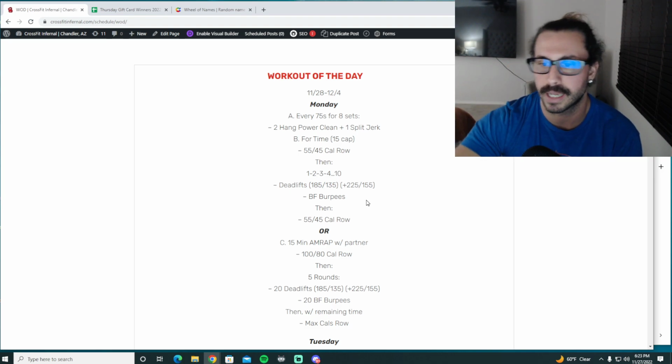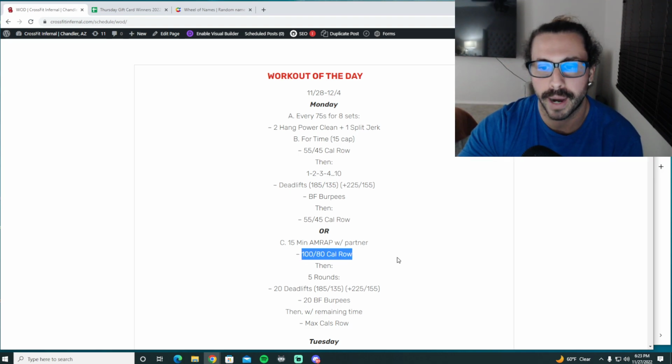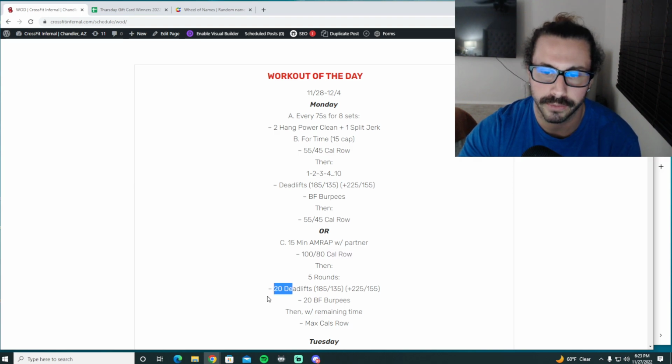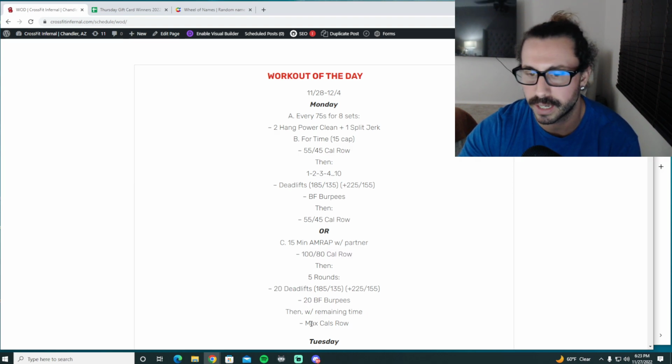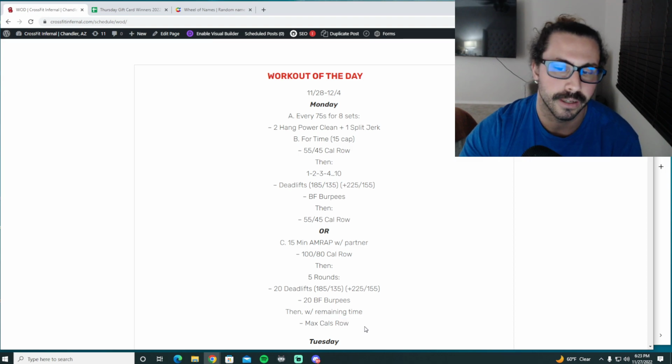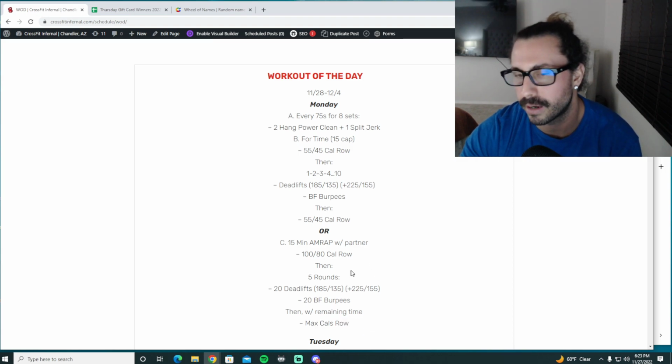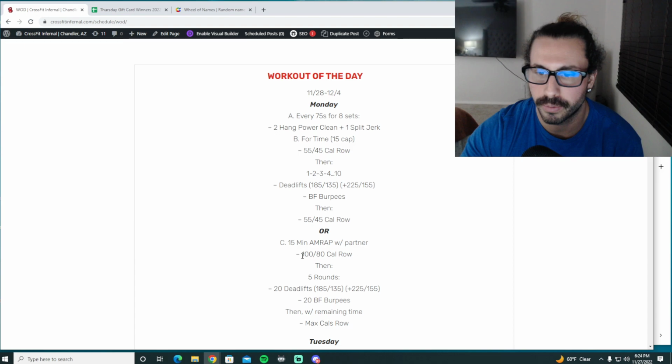The partner workout is the exact same thing. It's just a 15-minute AMRAP. You buy in with the calories on the rower, and then you guys split the work between the 5 rounds of 20 deadlifts, 20 bar facing burpees, and then if there is any remaining time, you're just going to do max calories on the rower. But I don't know how much time you'll have. This is a pretty long workout, right?